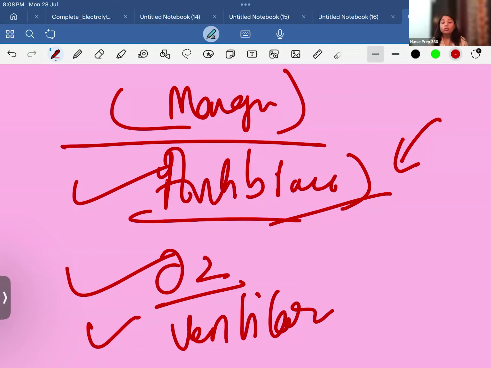Then what are the diagnostics? Chest X-ray, sputum culture, CBC, ABGs. Very good. You will do CBC, ABGs, sputum culture, blood culture, chest X-ray, and bronchoscopy.